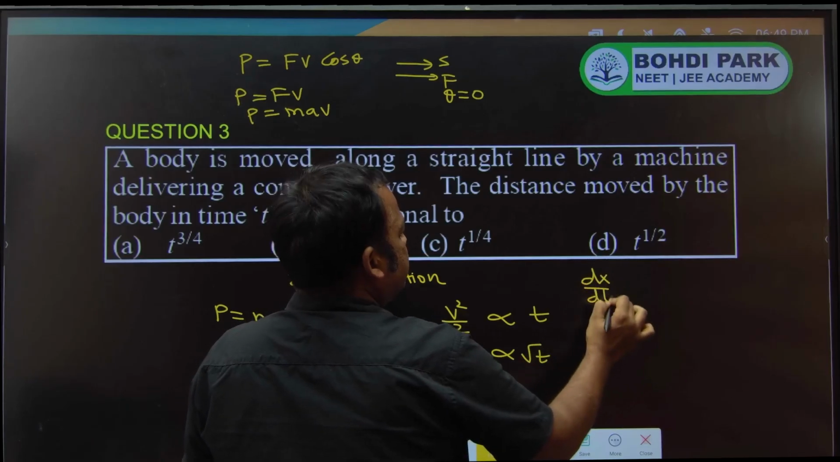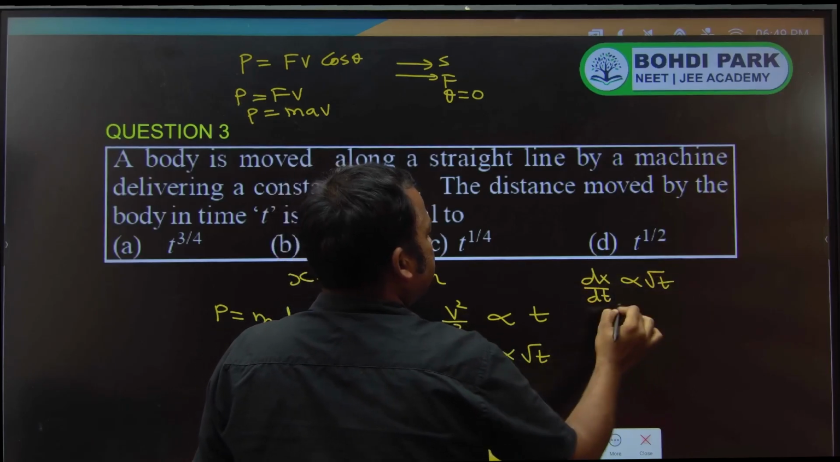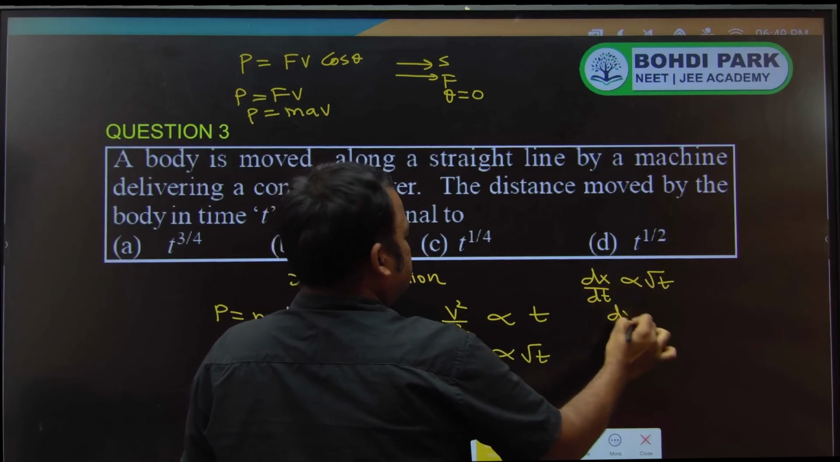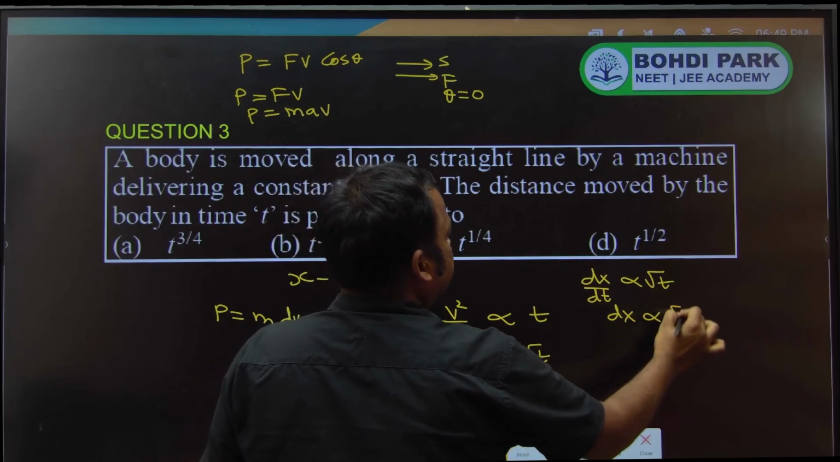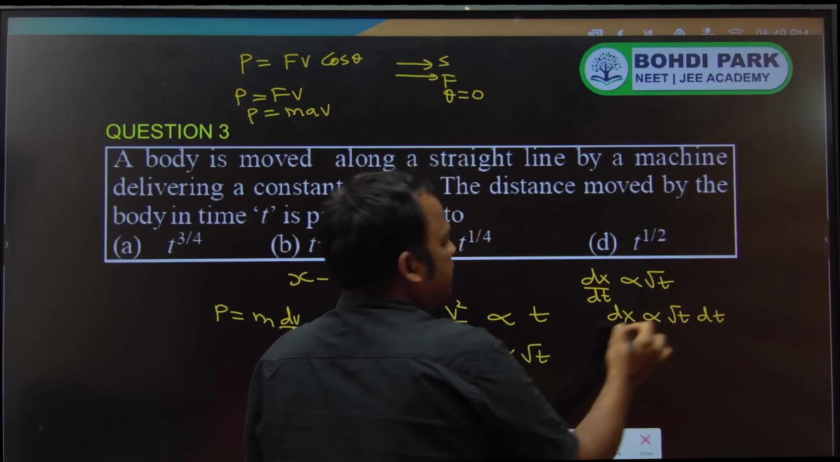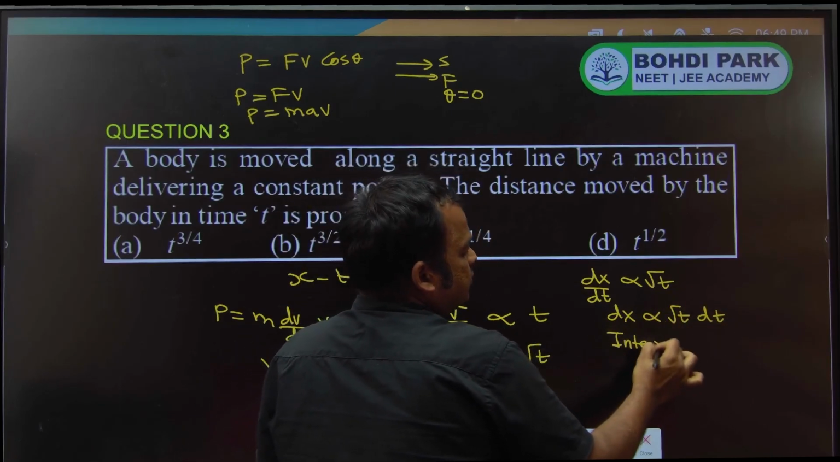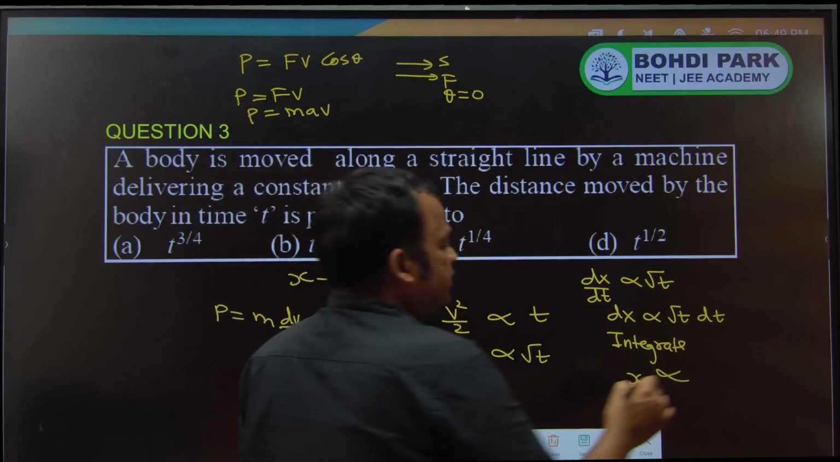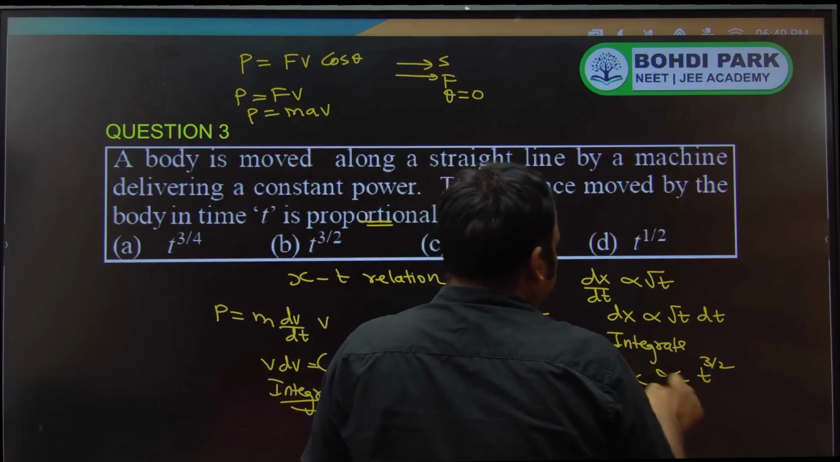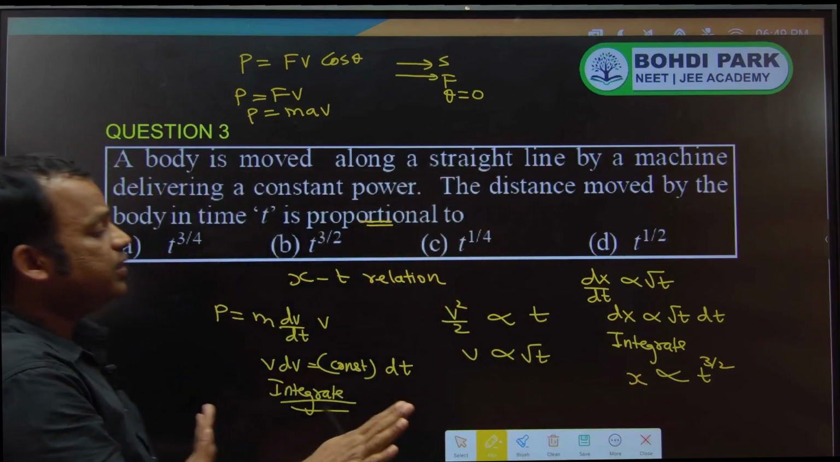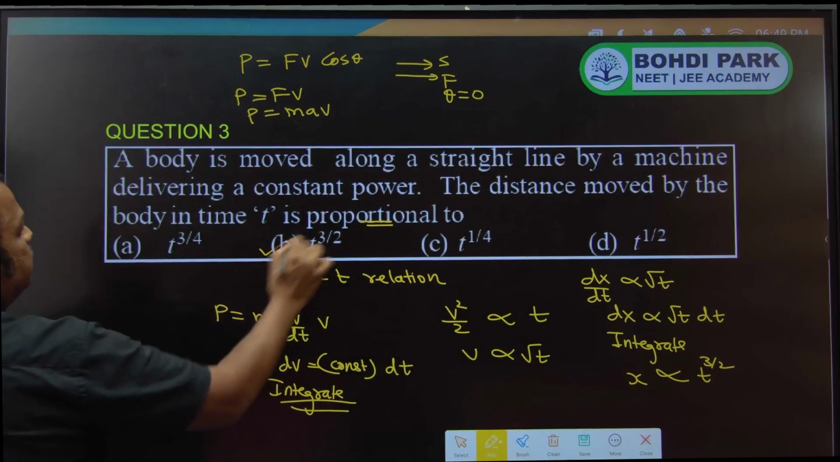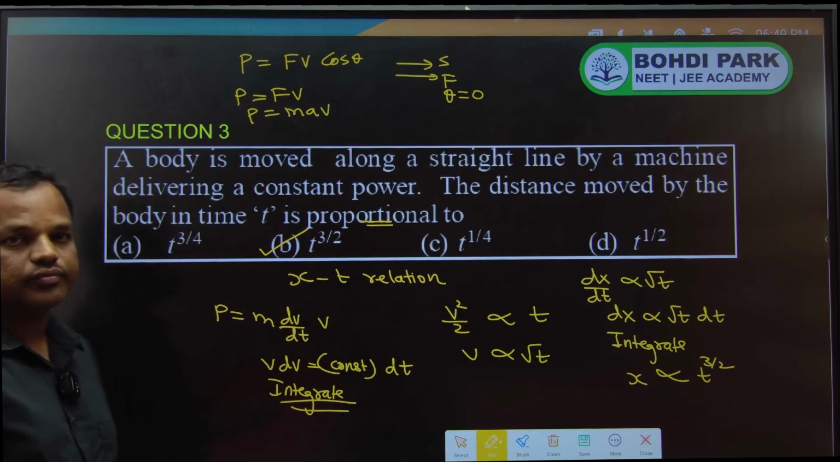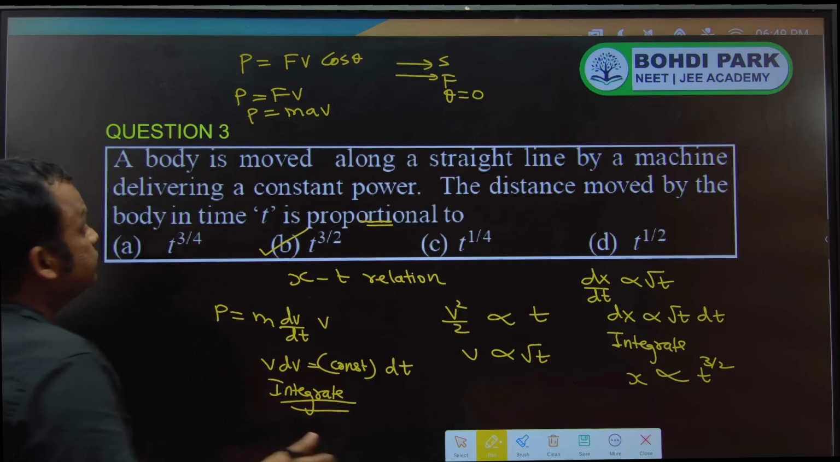So dx by dt is proportional to square root of t. So dx is proportional to root t dt. Now again you integrate, so we will get x proportional to the integral of root t dt. So that will be t power 3 by 2. Proportionality we are seeing, okay, not equality. So t power 3 by 2, B option. Now next question.